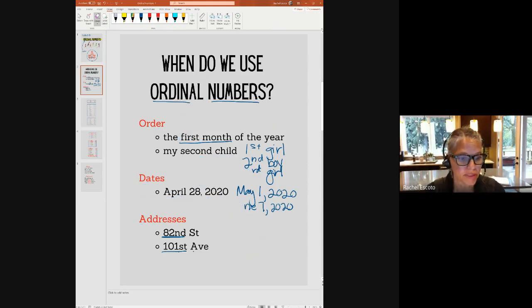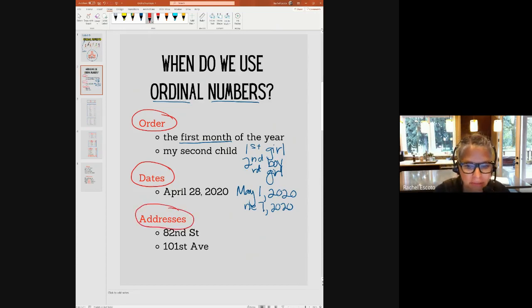So we use ordinal numbers. I'm going to erase a little bit. We use ordinal numbers for order, to tell us order. Oh, my pen won't work. We use ordinal numbers to tell us order, to say dates, and to write and say addresses.